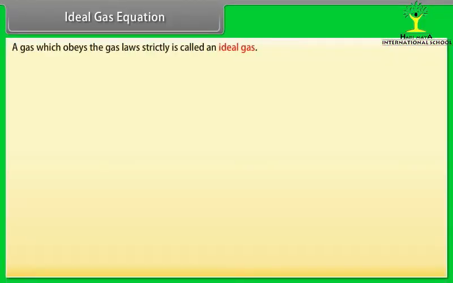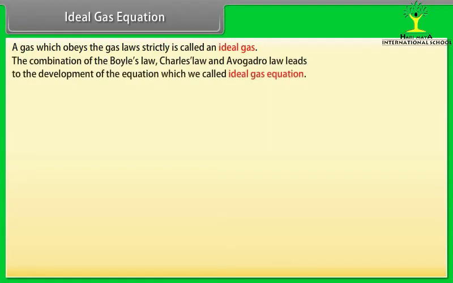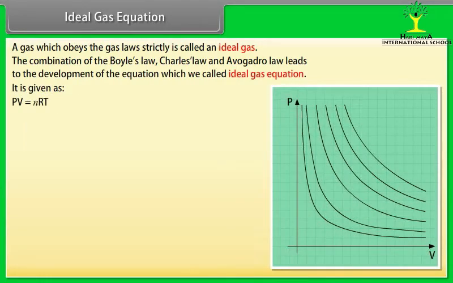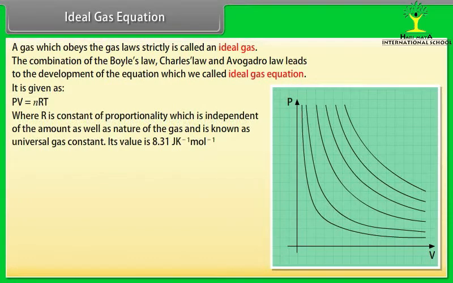Ideal gas equation. A gas which obeys the gas laws strictly is called an ideal gas. The combination of Boyle's law, Charles' law and Avogadro's law leads to the development of the equation which we call ideal gas equation. It is given as PV is equal to nRT, where R is the constant of proportionality which is independent of the amount as well as nature of gas and is known as universal gas constant. Its value is 8.31 joule per Kelvin per mole.